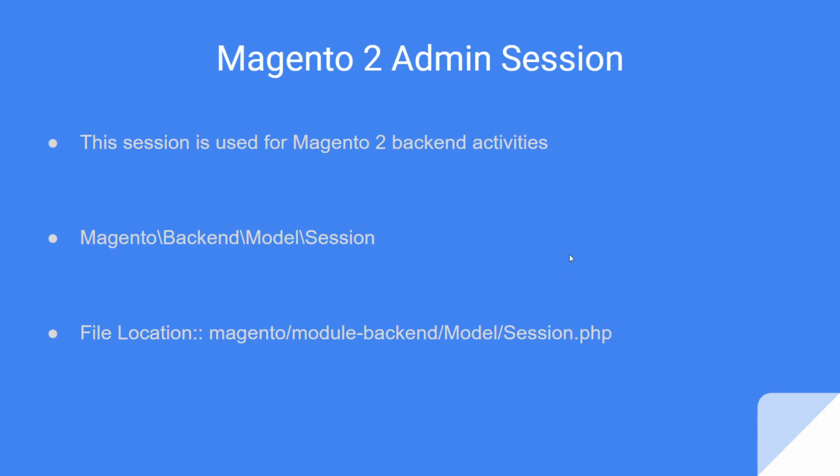Magento 2 admin session. This is a very important session. All admin activities depend on the admin session. When the admin logs in, he can view each and every detail, like order details, catalog details, session configuration details, security details, and report details. Each and every activity he can maintain. He can even assign sub-admin roles like manager or editor, the ACL part, by using the admin session. In this way, admin session activities work properly. Its model is Magento backend model session. File location: Magento/module backend/model/session.php.